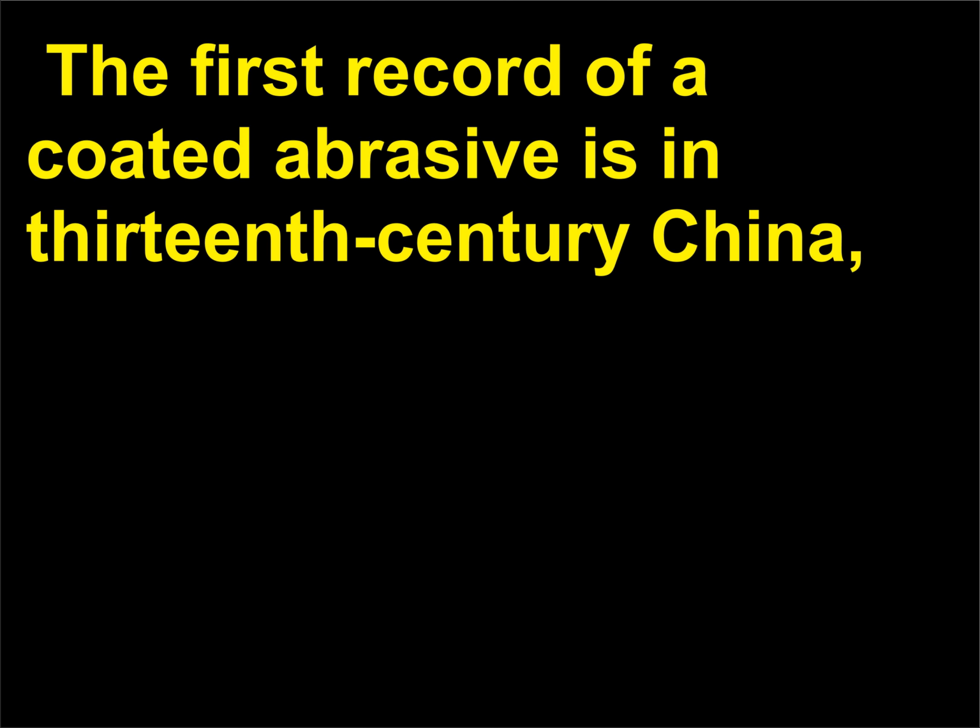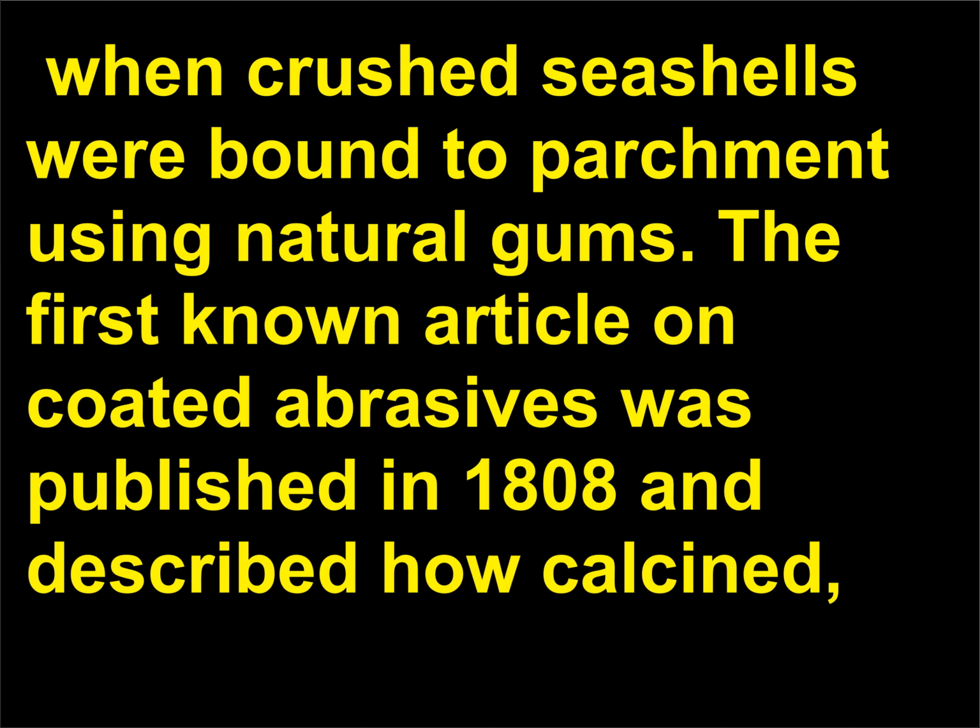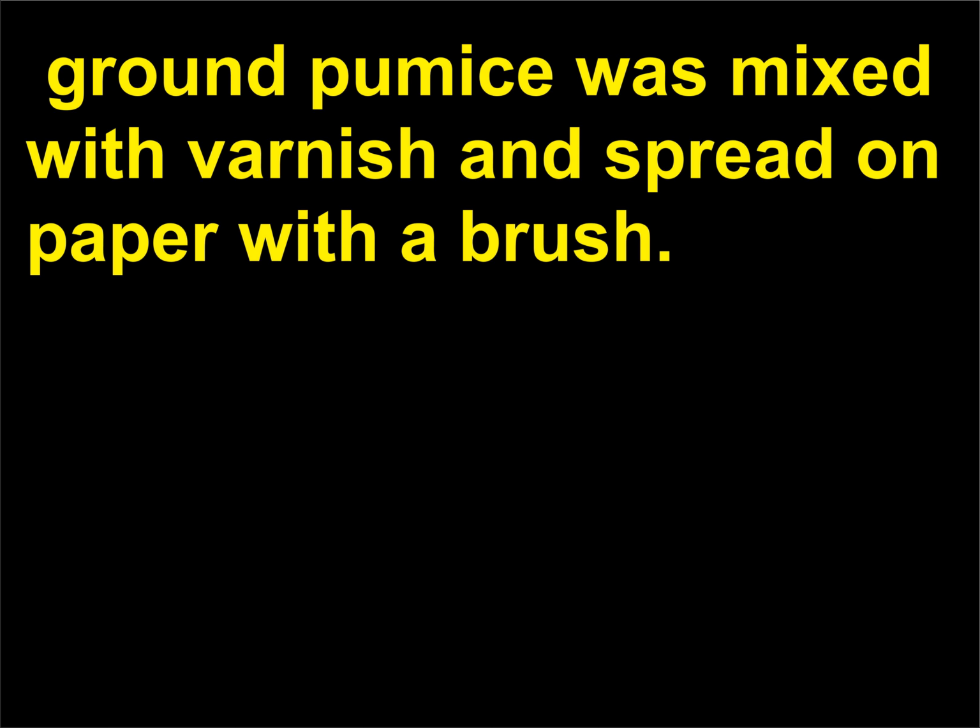The first record of a coated abrasive is in 13th century China, when crushed seashells were bound to parchment using natural gums. The first known article on coated abrasives was published in 1808 and described how talc and ground pumice was mixed with varnish and spread on paper with a brush.